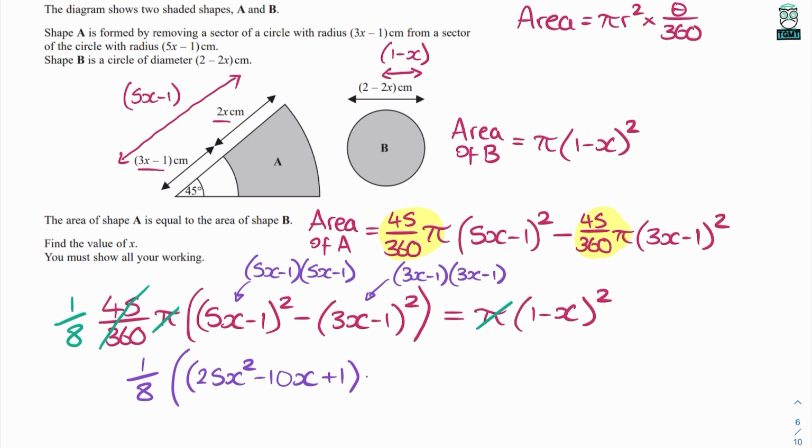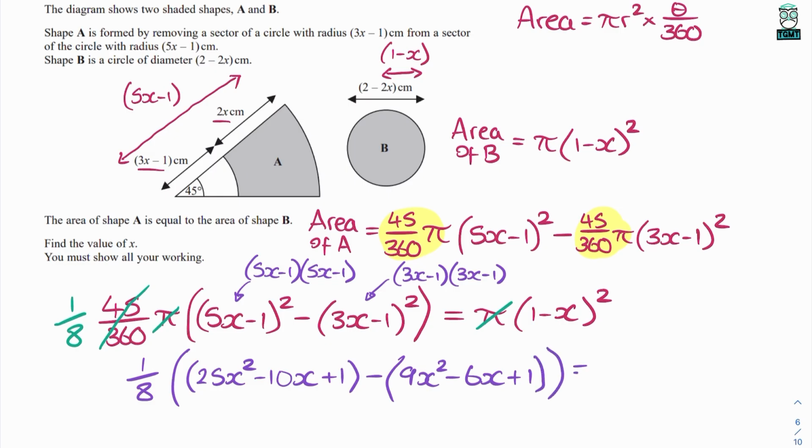And that would be then take away 3x times 3x is 9x squared. 3x times negative 1 is negative 3x, so negative 6x with the two of them. And then negative 1 times negative 1 gives us plus 1 again. And there we go. So there's all of that expanded.